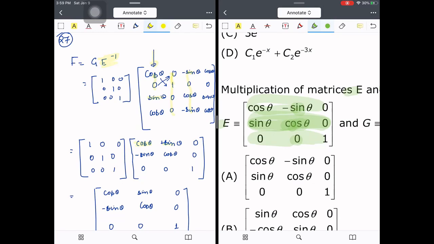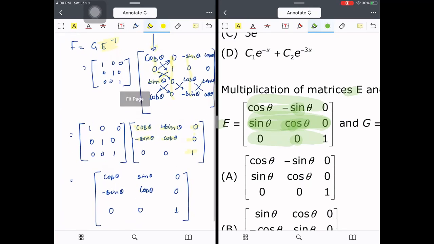Now what you will do, you just multiply these things and get one answer. That is, here it will be cos theta, put it here, put it here. Here you will get plus sin theta. Here we will be getting 0. Then here you multiply, here you multiply, you will get minus sin theta, minus sin theta. Here you will get cos theta. Here you will get 0.